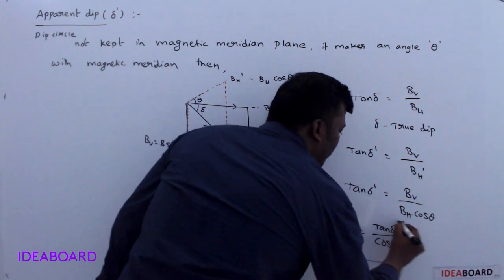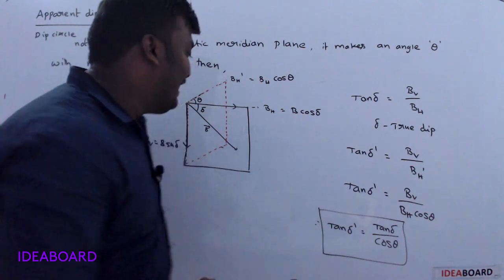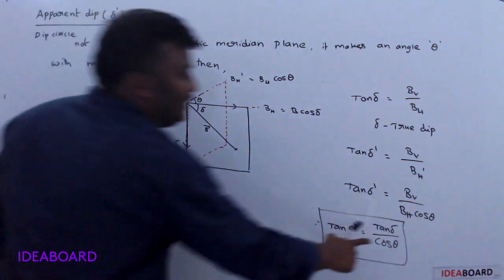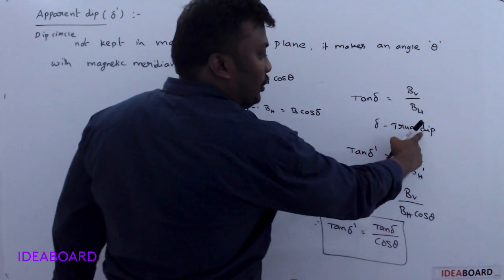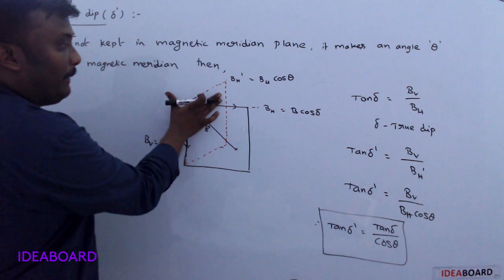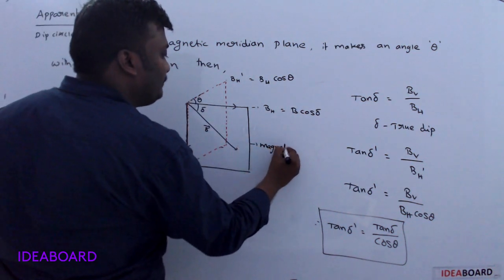This formula is very important for objective purposes. Keep in mind, here what is delta dash? Delta dash is nothing but apparent dip. Delta is called true dip. Theta is the angle made by the plane with the magnetic meridian.